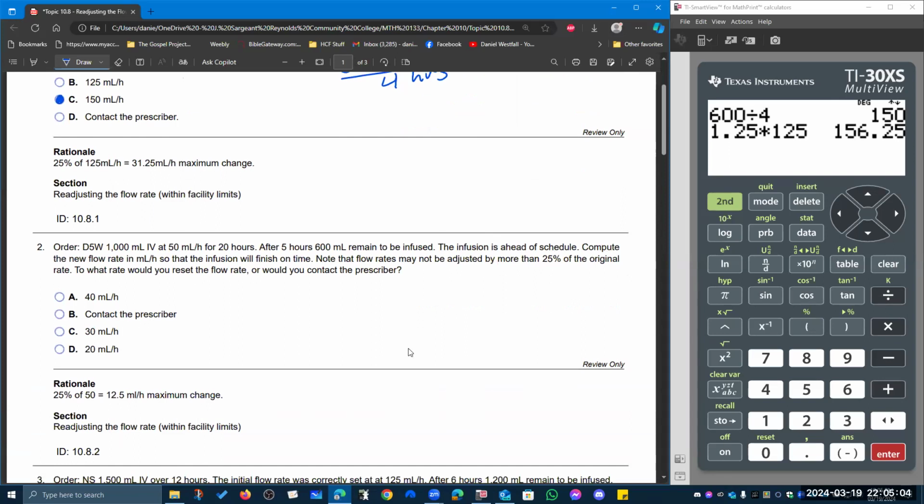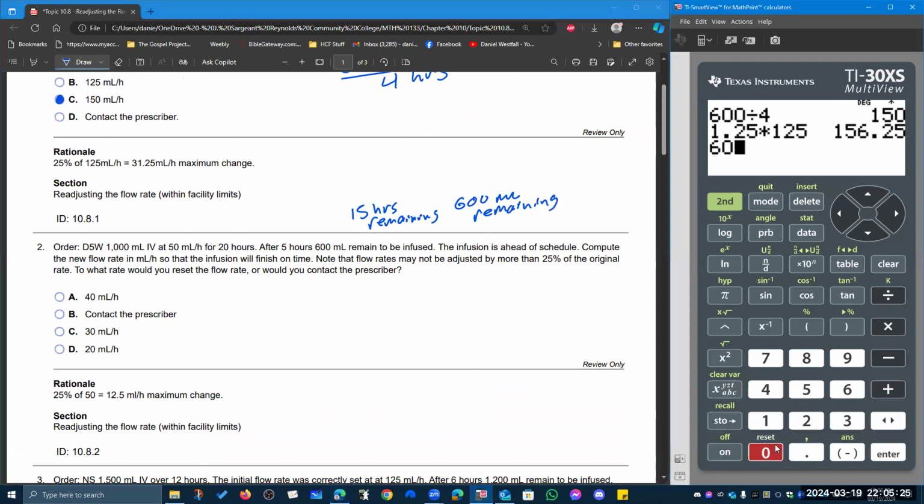Start off with 1,000 milliliters that we think we're dispensing at 50 milliliters an hour and should be dispensed in 20 hours. But after 5 hours, meaning there's 15 hours remaining, we have 600 milliliters remaining. We take the 600 milliliters divided by the 15 hours remaining, and we should get 40 milliliters per hour.